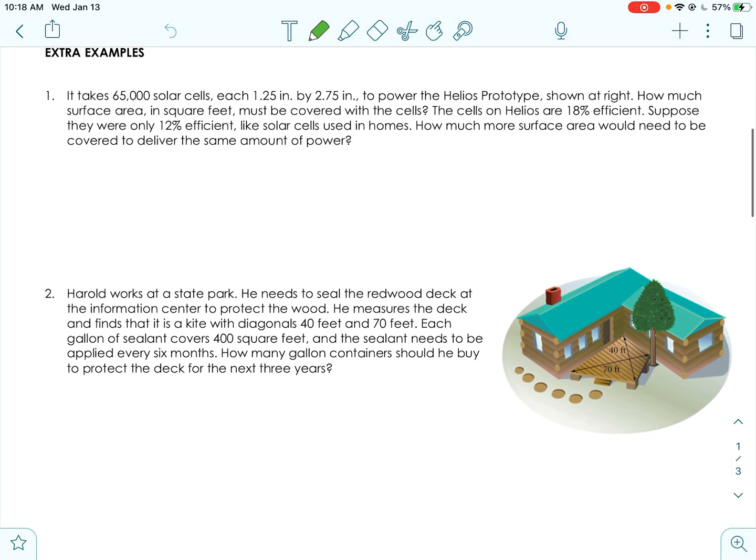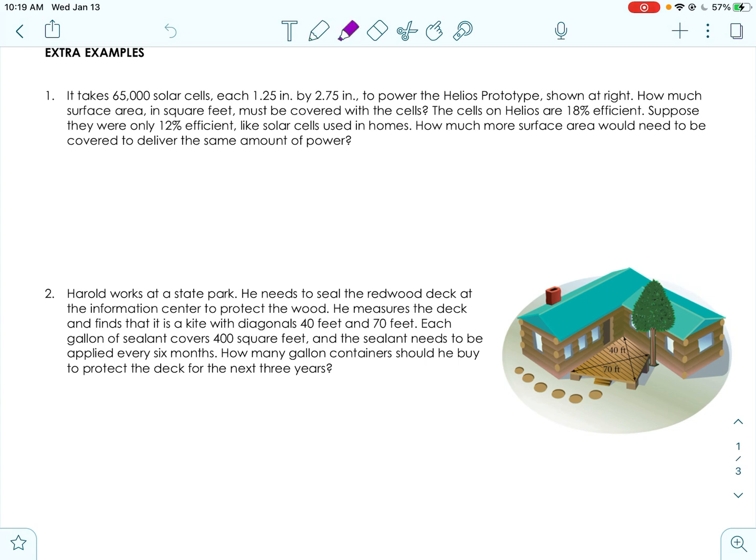So in this first example, it says it takes 65,000 solar cells, each 1.25 inches by 2.75 inches, to power the Helios prototype, shown at the right. We don't have that picture on here, but it looks kind of like a half pipe, if you've ever skateboarded. How much surface area in square feet must be covered with the cells? The cells on Helios are 18% efficient. Suppose they were only 12% efficient, like solar cells used in homes. How much more surface area would need to be covered to deliver the same amount of power?